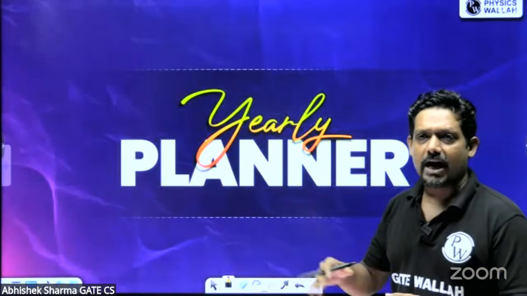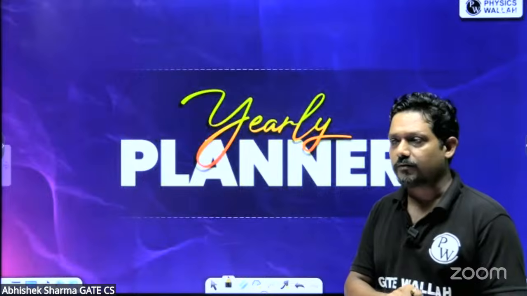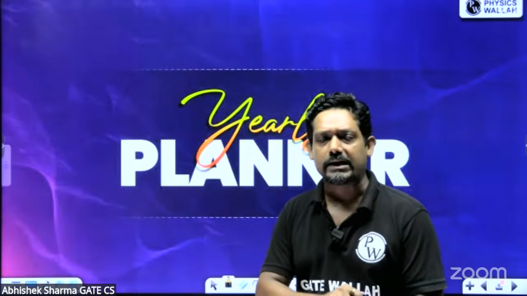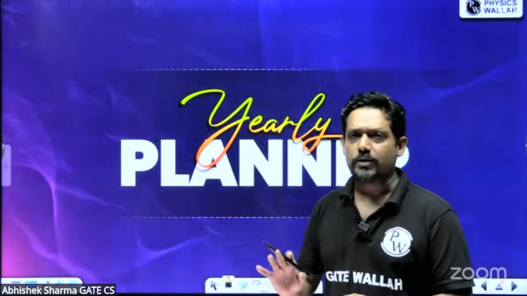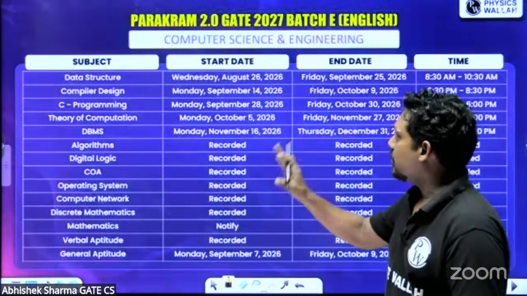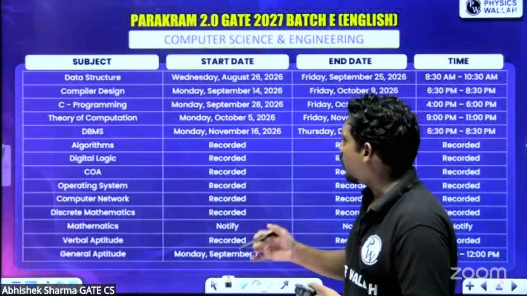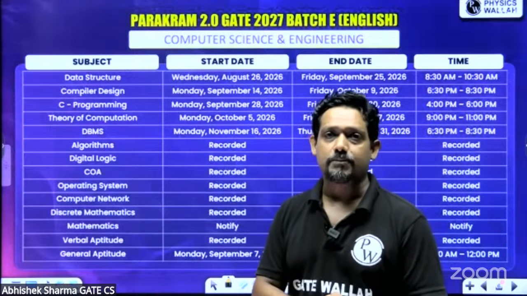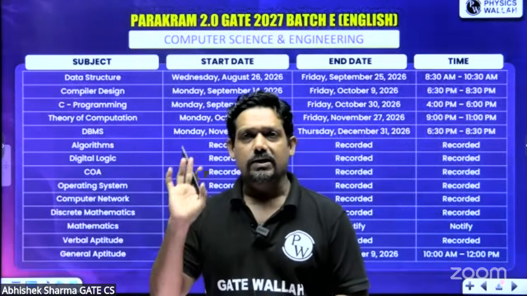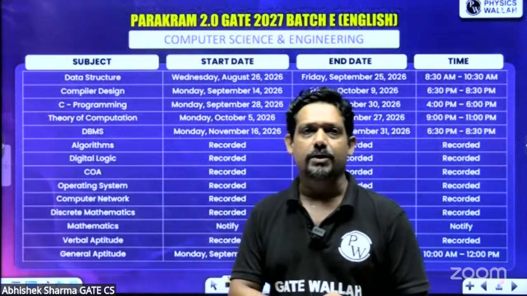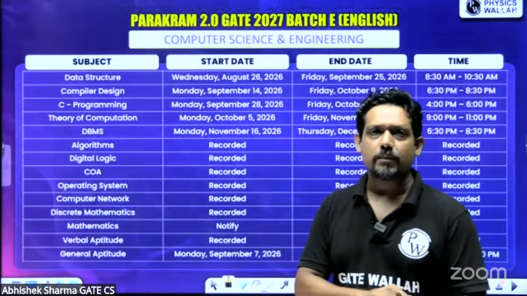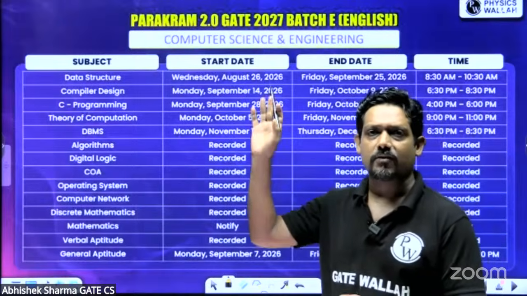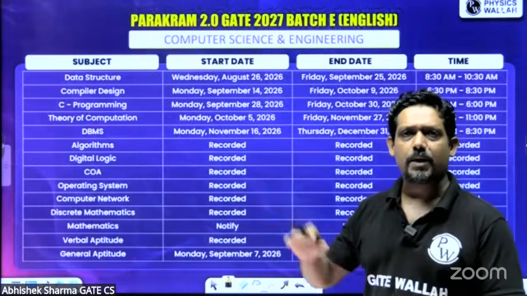Now, let's start with the planner, and this is one of the best parts of PW, that the entire planner for the entire year or entire duration we will give you in advance, and we'll stick to that. We'll execute it accordingly. The batch is starting from tomorrow, Wednesday, 26th August, and I'm going to start your batch with the subject data structure. The timing is also mentioned, 8:30 a.m. to 10:30 a.m. It will be followed by compiler design, and C programming will start from 28th September, and so on.